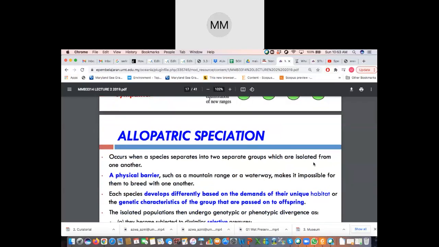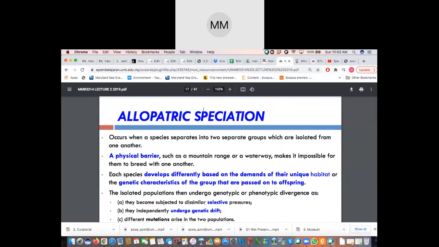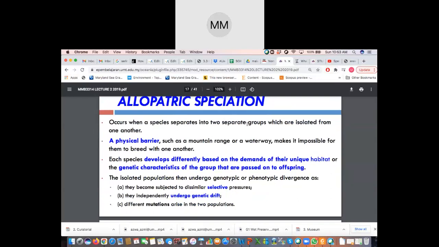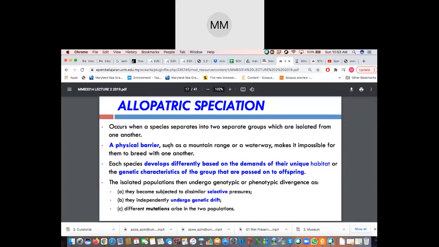So Allopatric speciation occurs when a species separates into 2 groups which are isolated from one another by a physical barrier. The physical barrier usually comes as a mountain range or a waterway, which makes it impossible for them to interbreed. Each group develops differently based on the demands of its unique habitat. So because of the barrier, it forms different habitats.